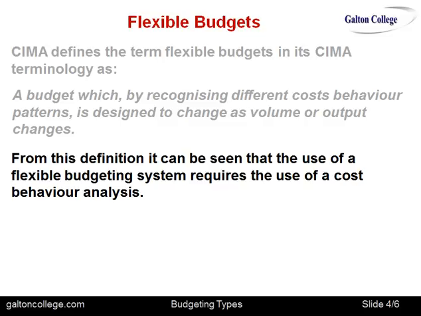From the definition, it can be seen that the use of flexible budgeting systems requires the use of a cost behavior analysis. You see, if the budget is flexible, then the underlying costs must be clearly understood. And the underlying costs may not be fixed. They may vary with, let's say, the volume of output. It depends on the type of budget. So the costs may not be rigidly fixed, so the budget itself has to be changed.